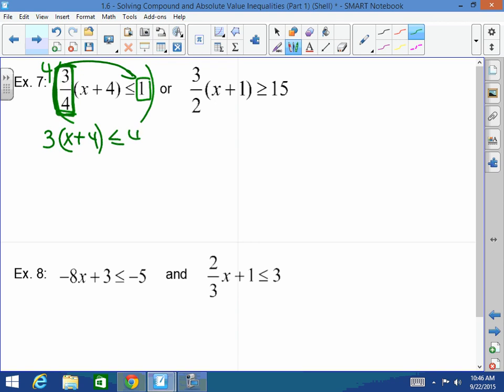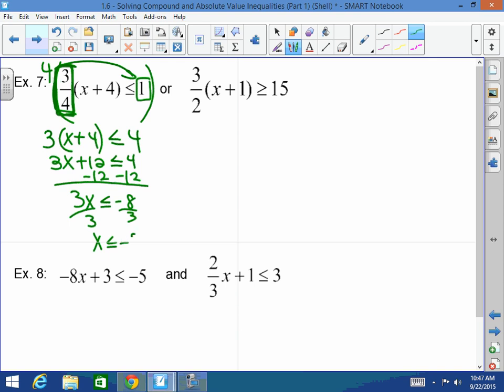Less than or equal to 4. Now I can distribute if I so choose. 3x plus 12 is less than or equal to 4. Subtract 12 from both sides. 3x is less than or equal to negative 8. Divide by 3. x is less than or equal to negative 8/3, which is negative 2 2/3.